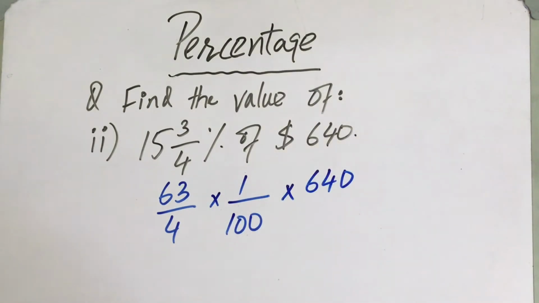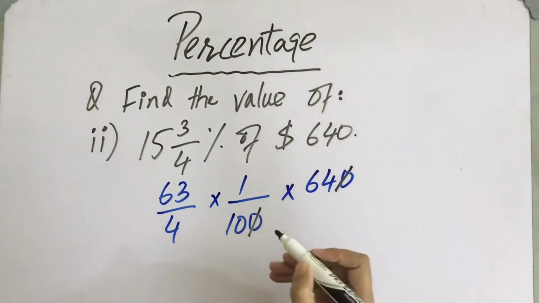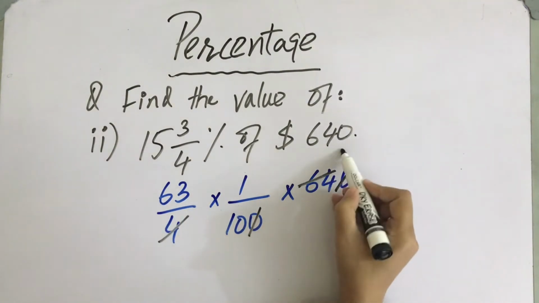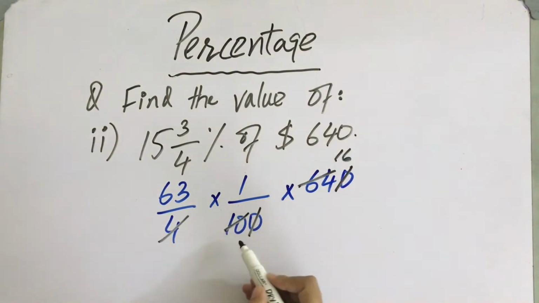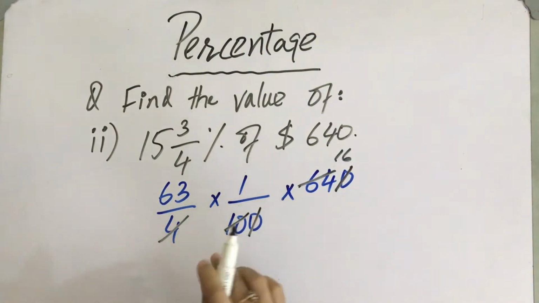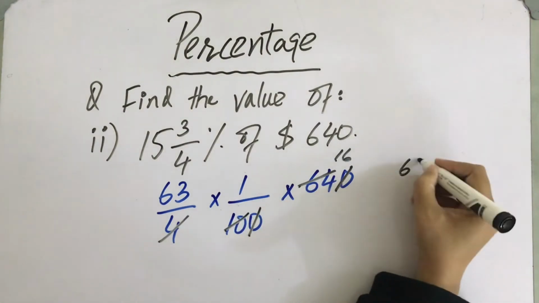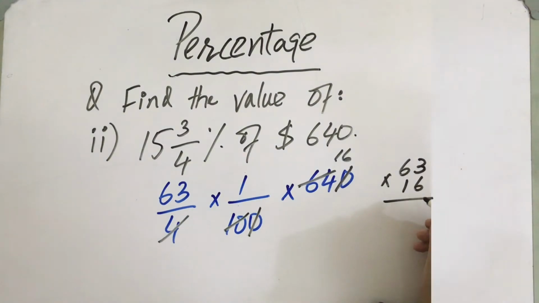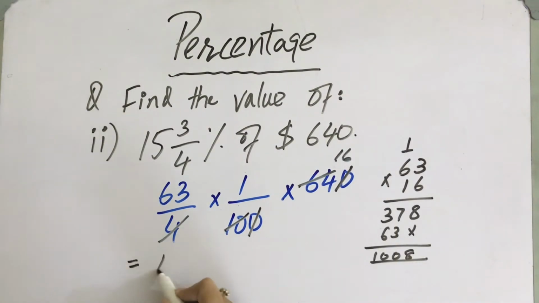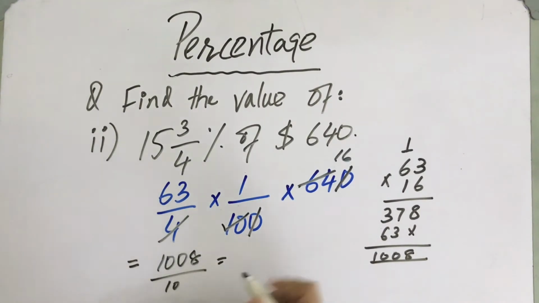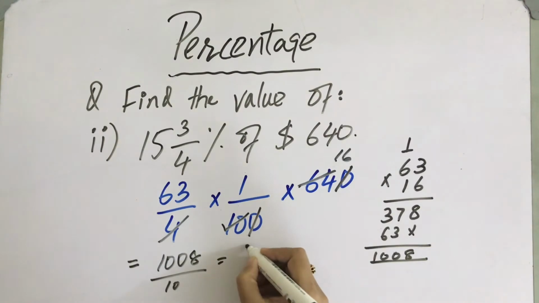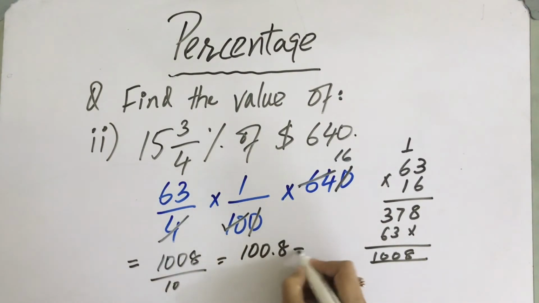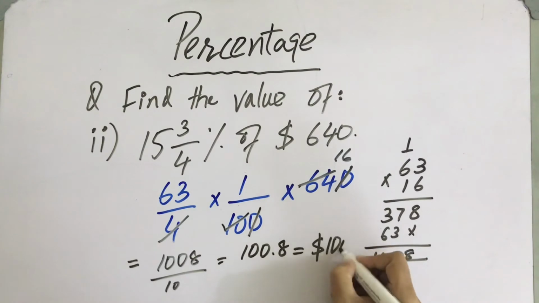This multiplication sign is of $640. Cancel 0 with 0. 4 with 64. Now I can cancel this 10 with 16, but if I keep it as 10 and multiply 63 with 16 and put 10 as a denominator, I can easily give my answer in decimal. You can see that after division, I have 1008 over 10. When I remove this 10, I shall have 100.8, or I can give my answer as $100.80.